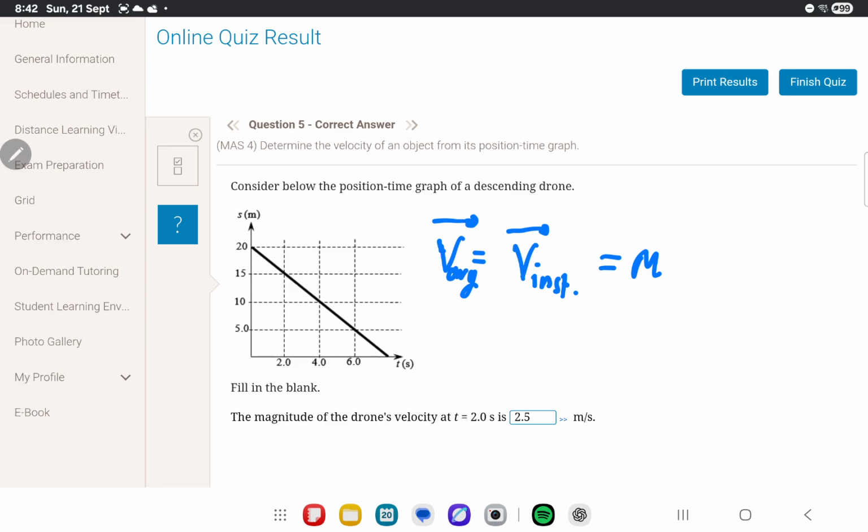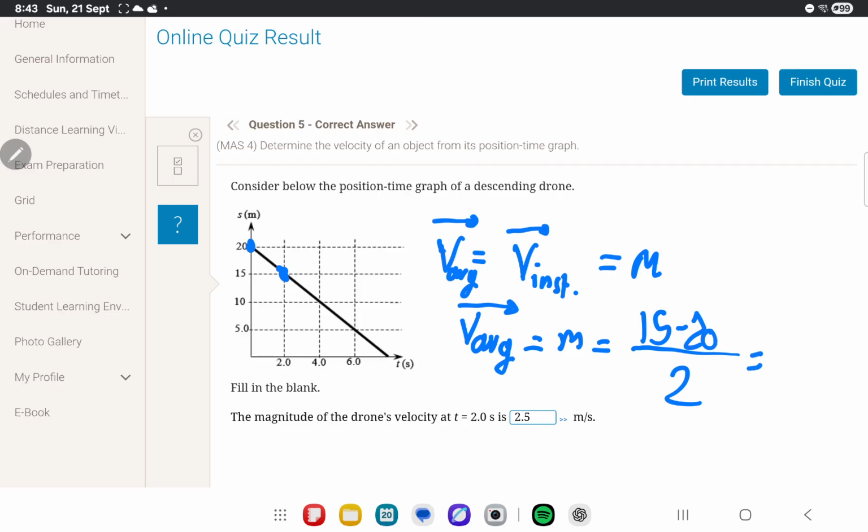Now, where do they want? They want t equals 2 seconds, it's this here. So this is their point. We find the slope of this line, because as I said, the average velocity is the same as the instantaneous velocity. I'll take t equals 0. The V average, which is the gradient or the slope, is 15 minus 20 over 2 minus 0, which is negative 5 over 2, or negative 2.5 meters per second.